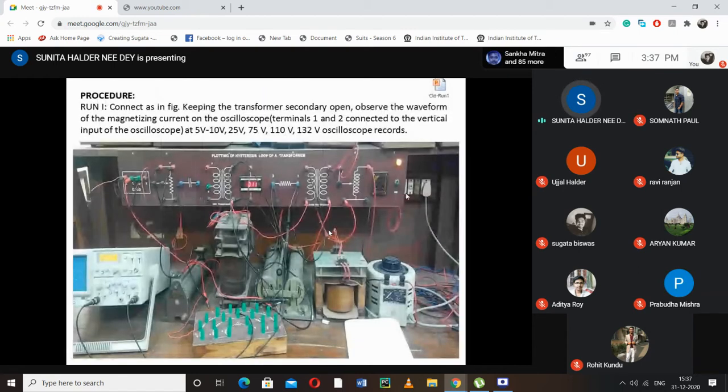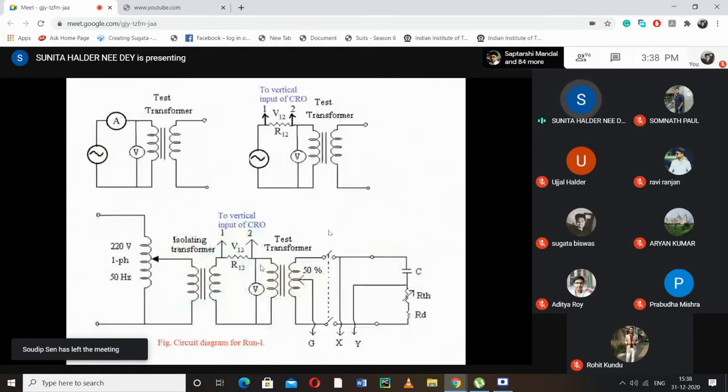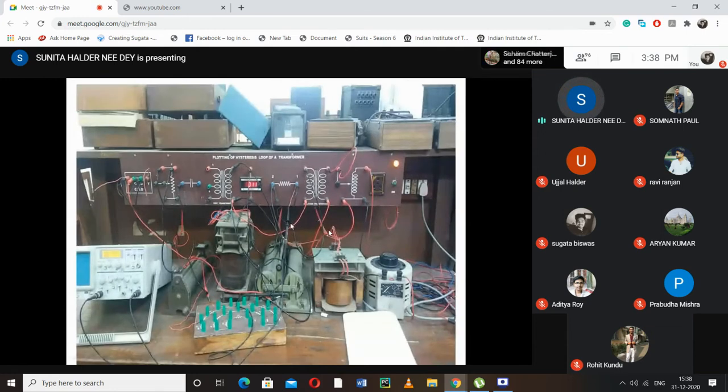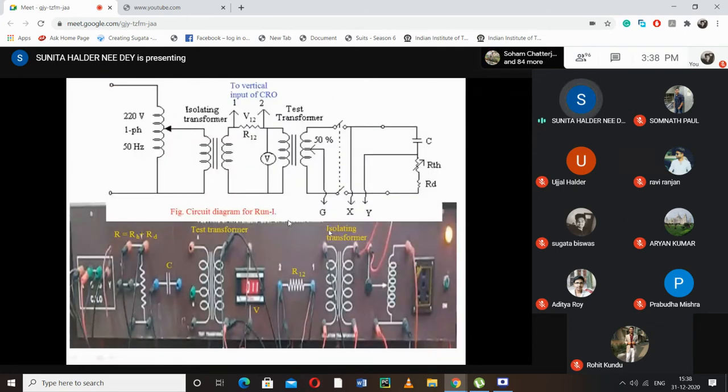Then actually in the laboratory, the circuit is like this. So whatever circuit you see here is actually printed here, and beside this, all the wires are connected to this equipment. So this is the variac, this is the isolating transformer, this is the R12, this is the test transformer, and this will be required for the next run, and this is the oscilloscope. These things are actually printed on the circuit board, so you only have to connect.